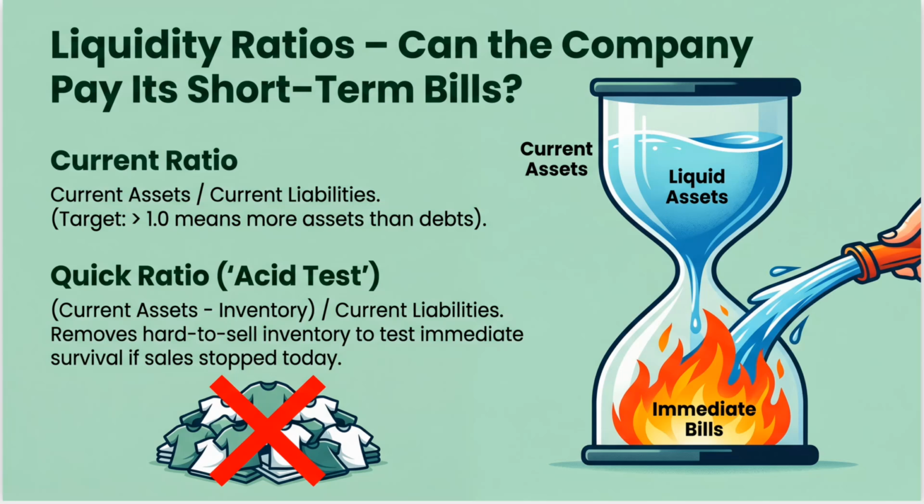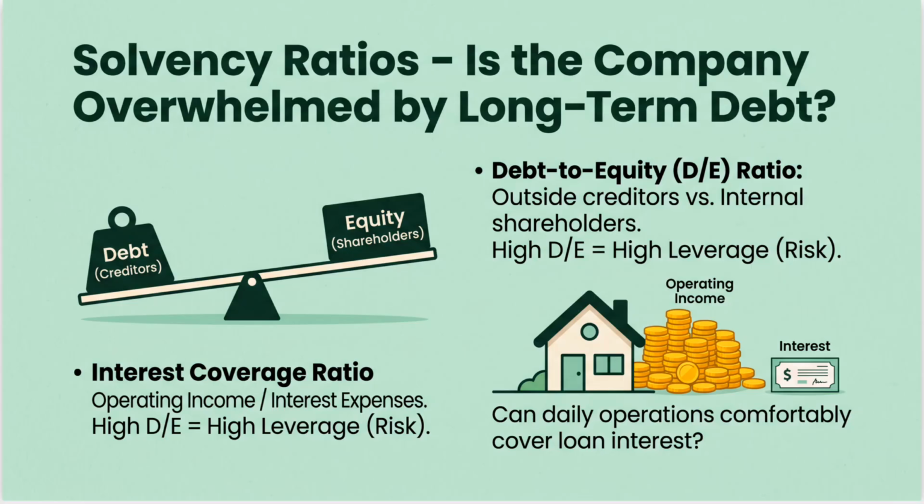The current ratio compares current assets with current liabilities, and a result above one usually means the business has more short-term resources than short-term debts. The quick ratio, also called the acid test, is stricter because it removes inventory from current assets. That matters because inventory may not be easy to convert into cash quickly if the company suddenly needs to pay suppliers or lenders. After liquidity, the presentation shifts to solvency, which looks at long-term financial risk.